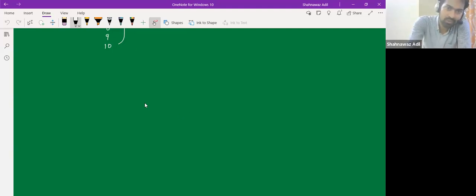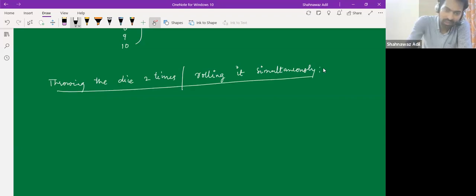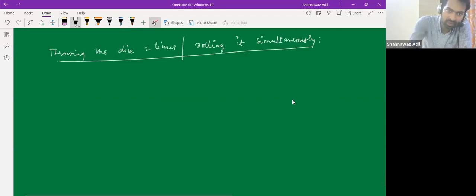Okay, Rizwan. So we studied two problems. One was throwing the dice two times, or tossing it, or rolling it simultaneously. Right, both are the same actually. So for these cases, this is how we calculate the outcomes.